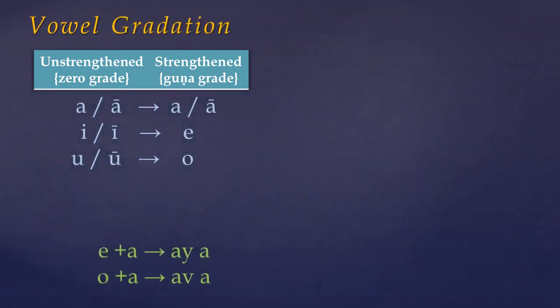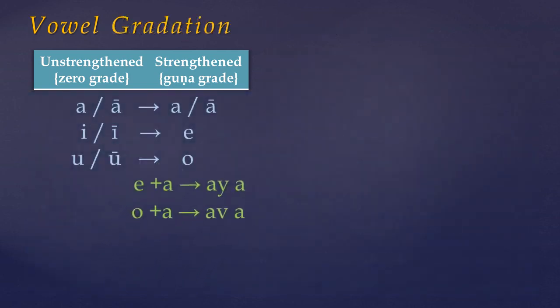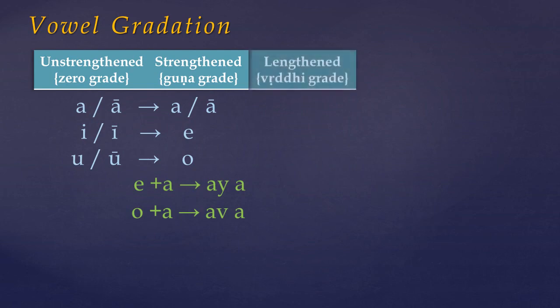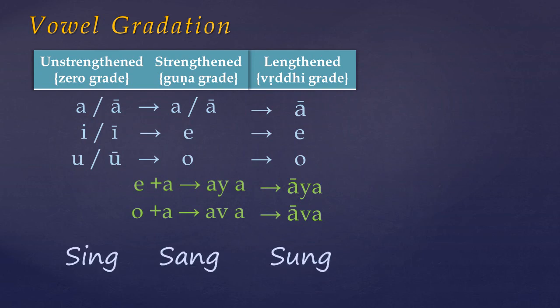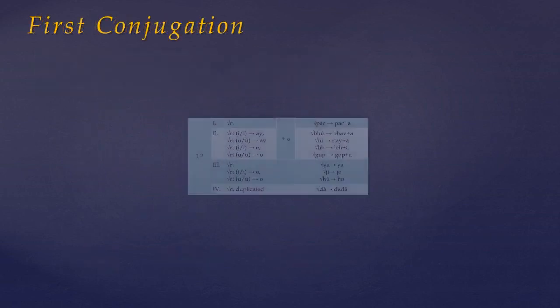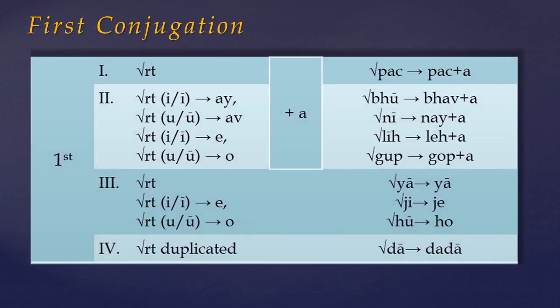And just to complete this look at root vowel gradation, there is sometimes a further lengthening which affects the vowel A. So a root vowel can have 3 grades of strength. And just for comparison, this is very similar to sing, sang and sung in English. Well, this is essentially the basis for the subdivisions of the first verb class.